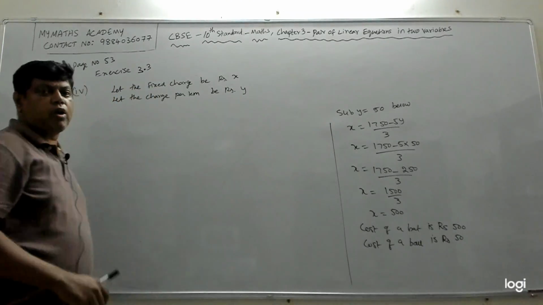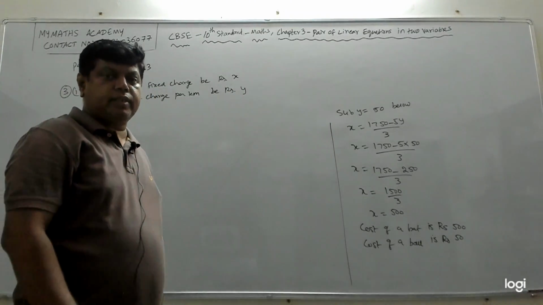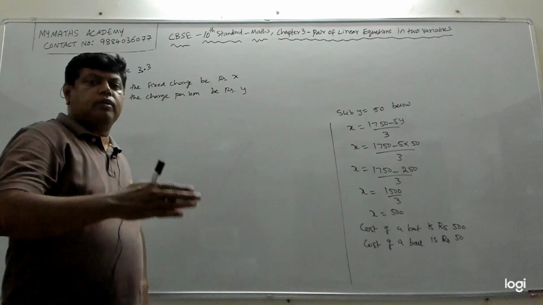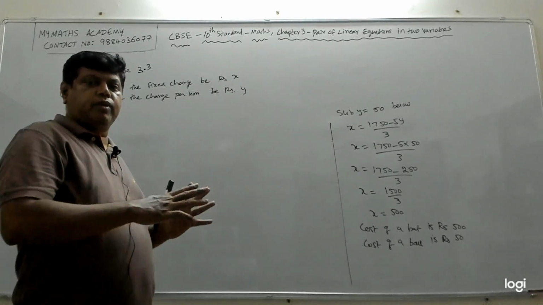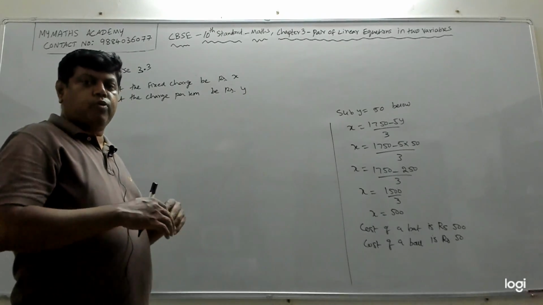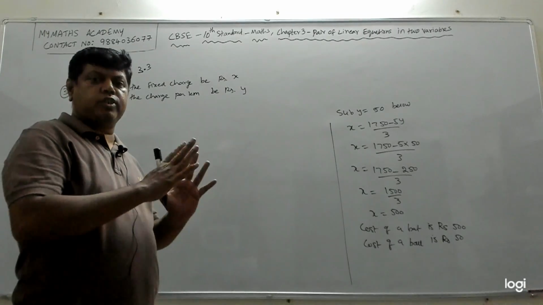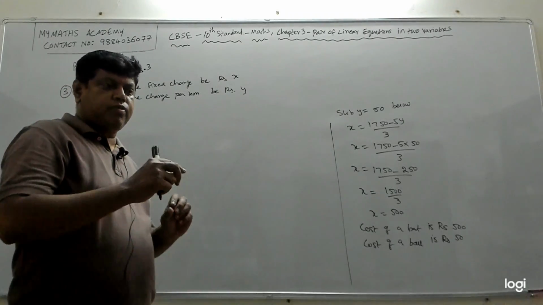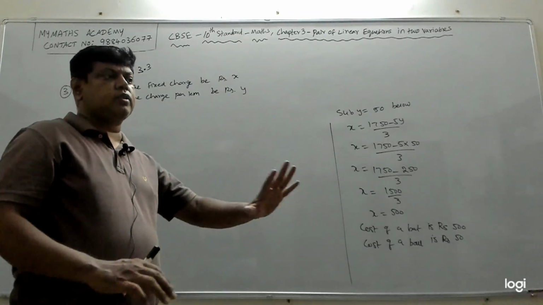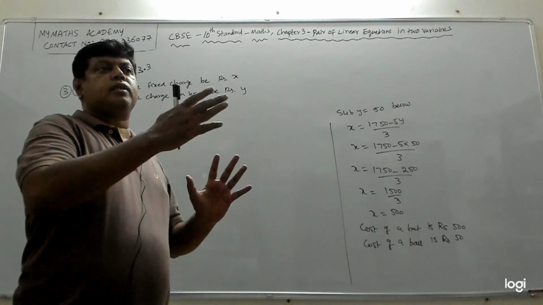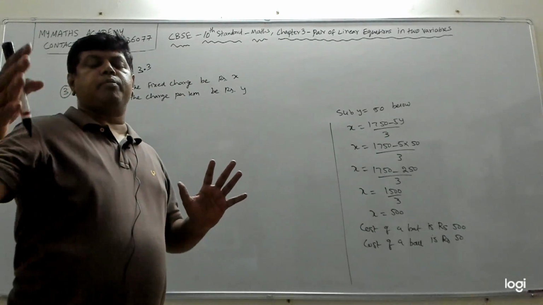Right? So we are assuming the fixed charge as X. After that, the taxi driver. If you call a taxi driver to go some distance, he will say there is a fixed charge. First, you have to pay one fixed charge. Even if you go for 1 km, he will charge something first. He will say some 100 rupees plus every kilometer you have to pay some 10 rupees, like that.